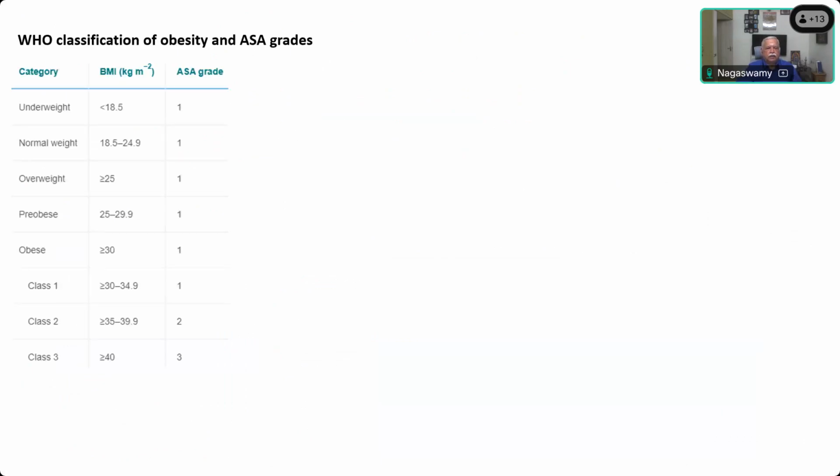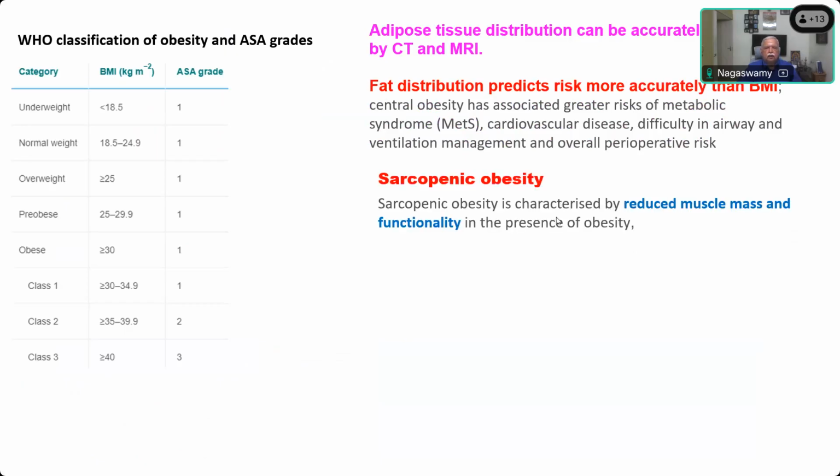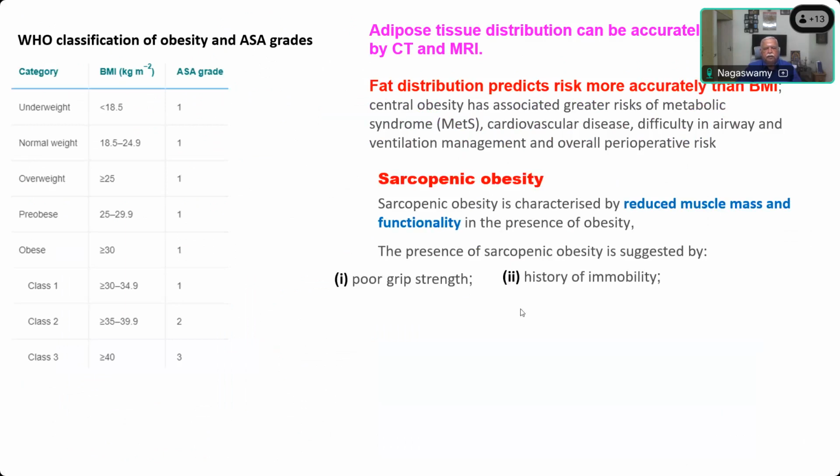Then the WHO classification, of course, again the same thing. Adipose tissue distribution can be accurately defined by CT and MRI nowadays. So based on that, fat distribution predicts risk more accurately than the normal location by physical examination. And of course, sarcopenic obesity is reduced muscle mass and functionality in the presence of obesity. These people have poor grip strength, a history of immobility, and slow gait. They are not able to walk fast. If all these things are present, you can diagnose sarcopenic obesity in them.